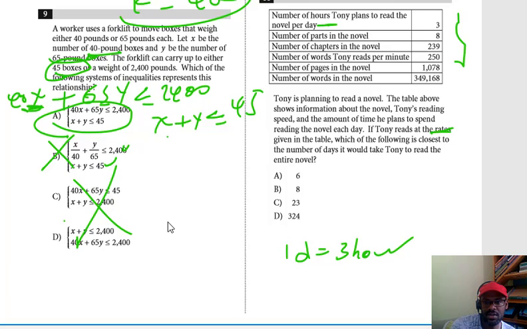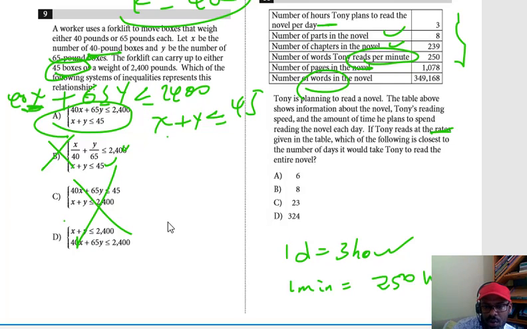Do I have any other rate? The number of pages is not a rate. The number of words Tony reads per minute, this is a rate. So in 1 minute, Tony reads 250 words. How many words does the novel have anyway? The number of pages in the novel? No, the number of words. There we have the words. Okay, Tony read this one.